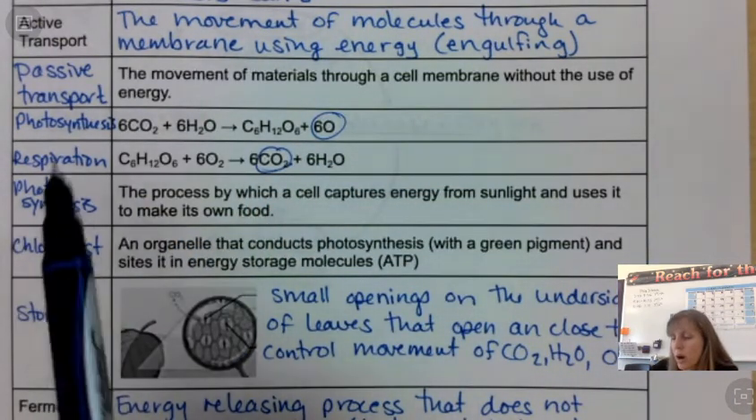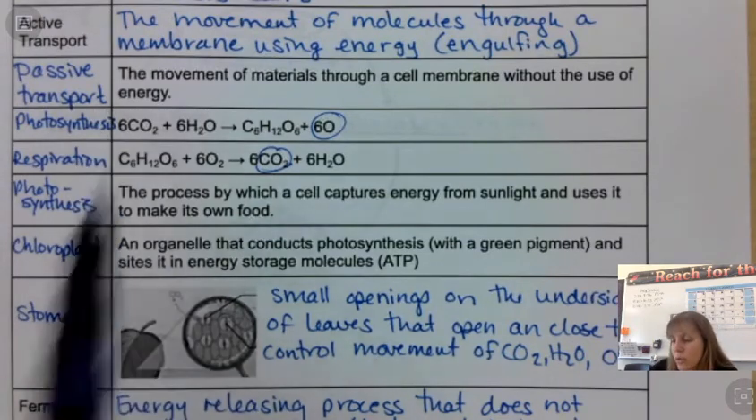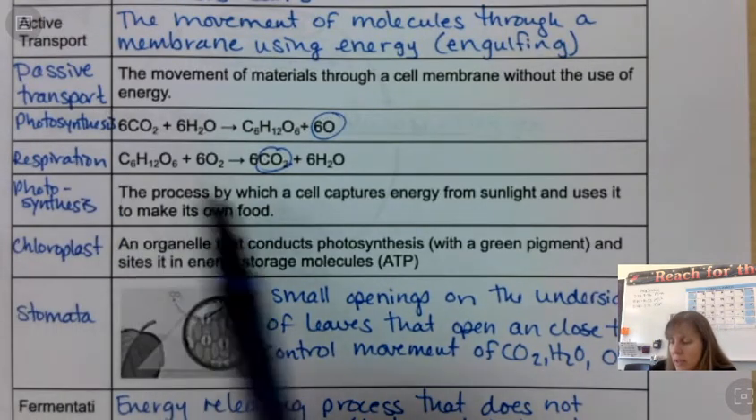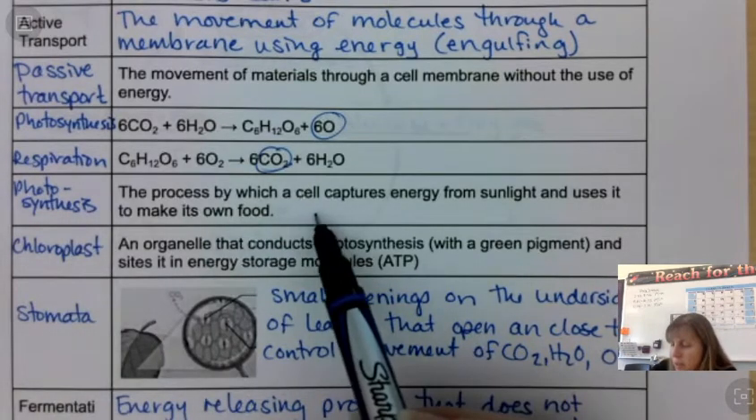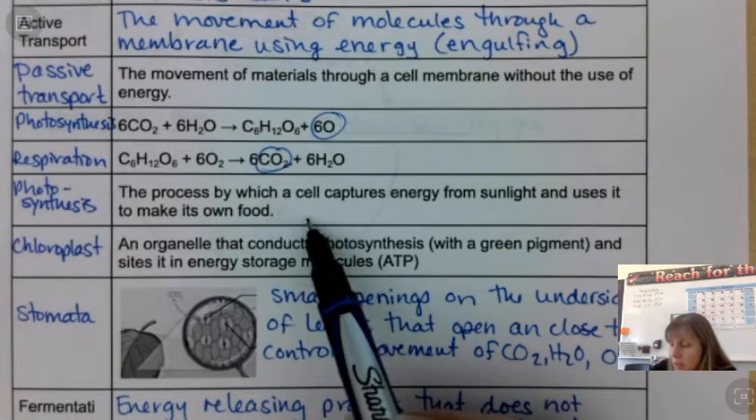Because remember, you have respiration, and plants do photosynthesis. So we get oxygen from plants. We breathe out carbon dioxide. Photosynthesis is the process by which a cell captures energy from sunlight and uses it to make its own food.